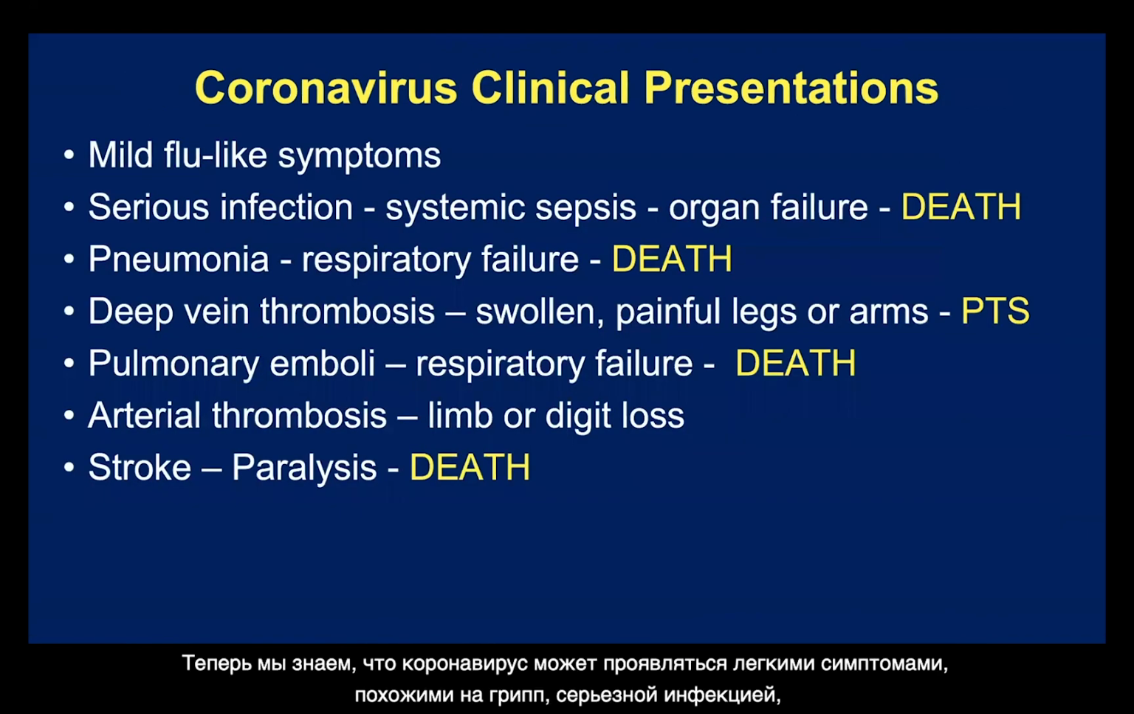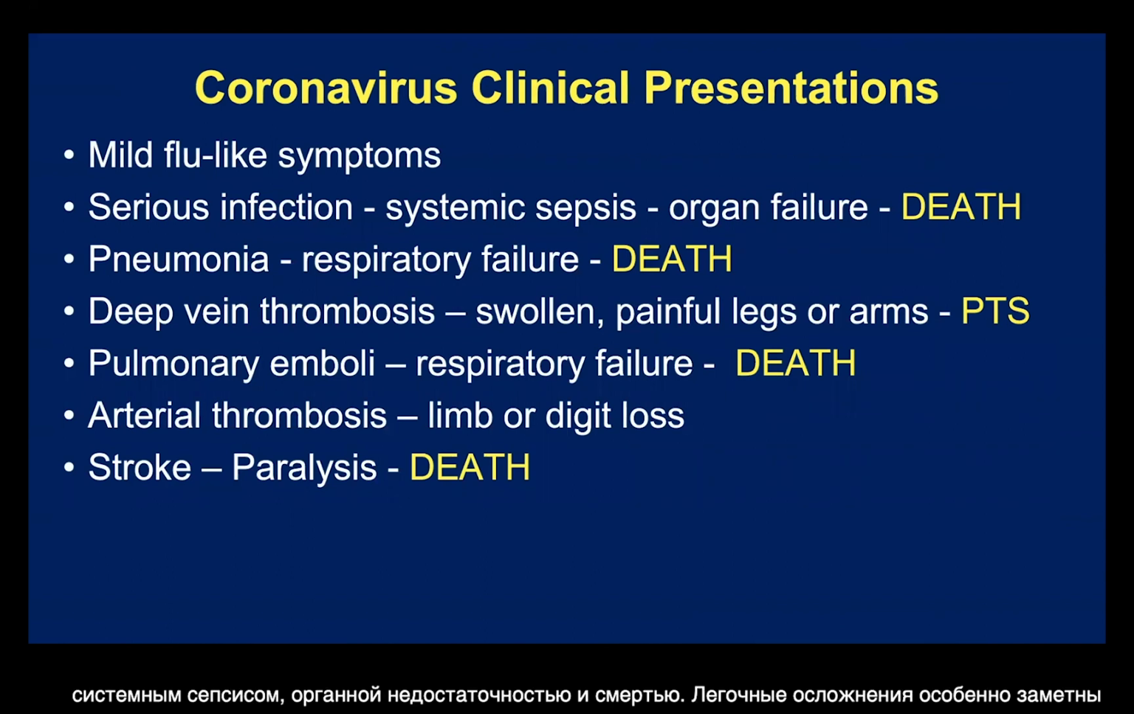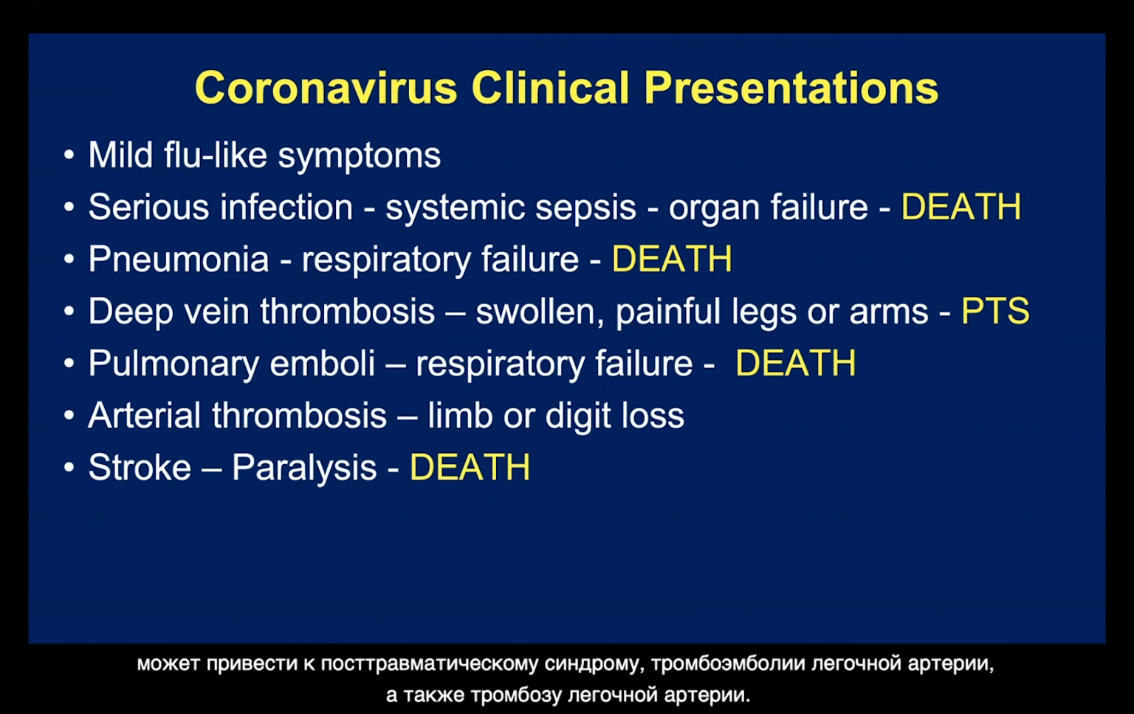Now, we know that coronavirus may present with mild flu-like symptoms, serious infection, systemic sepsis, organ failure, and death. Pulmonary complications are especially prominent with respiratory failure and death, and this virus has a predilection to attack the lungs. Deep vein thrombosis, painful or swollen legs is possible, which of course can eventually also lead to the post-thrombotic syndrome. Pulmonary emboli are seen, but also pulmonary thrombosis.